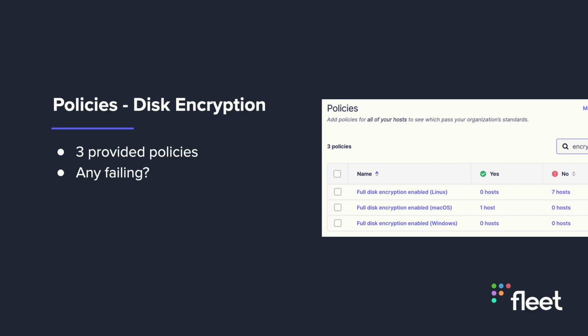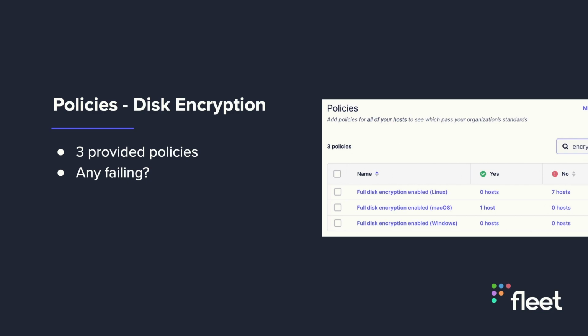The nice thing about Fleet, especially in the UI, is that we give you a lot of these examples right out of the gate, so you're not having to recreate the wheel. For example, here, we have full disk encryption for all three platforms. Chromebooks, not so much. But that's a limitation of Chromebooks, not of Fleet's capability to look into Chromebooks.